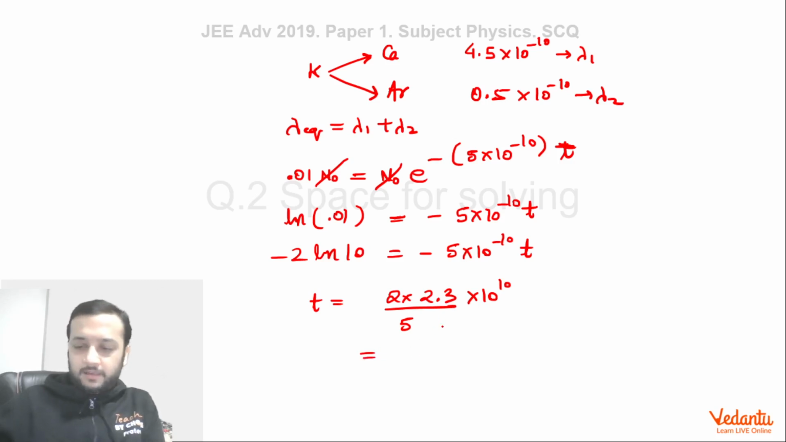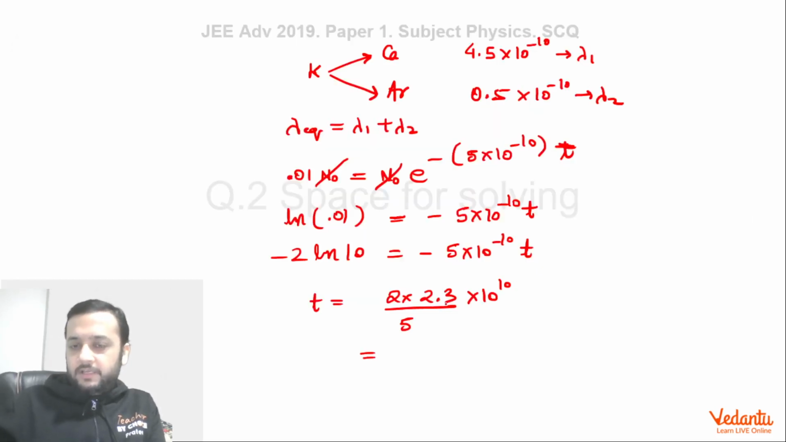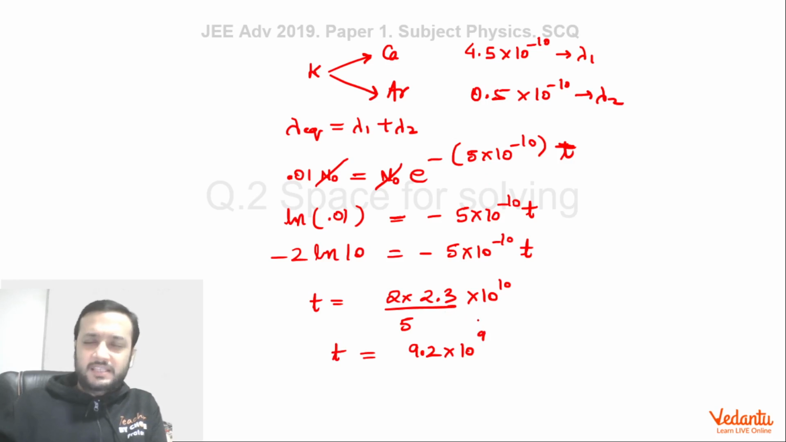So if you take, I think the answer we have to quote in the form of 10 to the power 9. So you can take 10 from here and it will become 46 by 5, which is 9.2 into 10 to the power 9. So you can see there was not much calculation and a simple, elegant, crisp solution. So I hope you would have understood. That's all. Thank you.